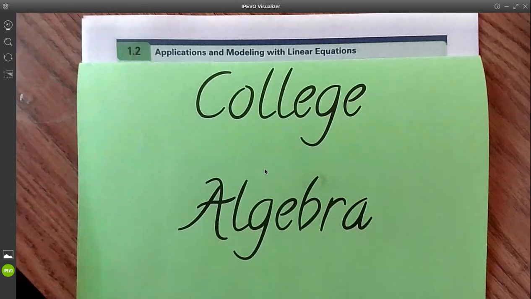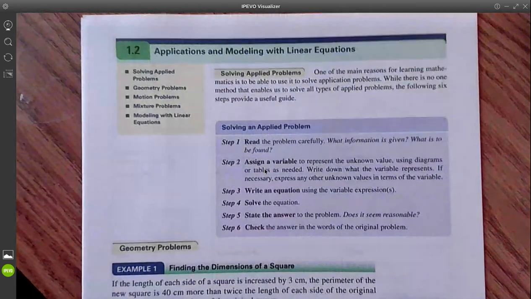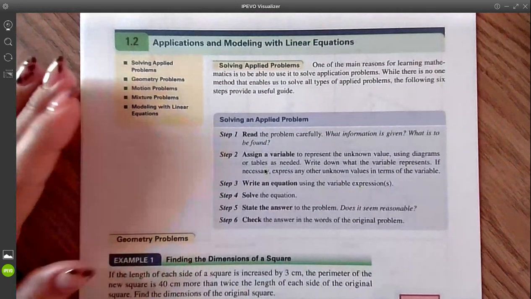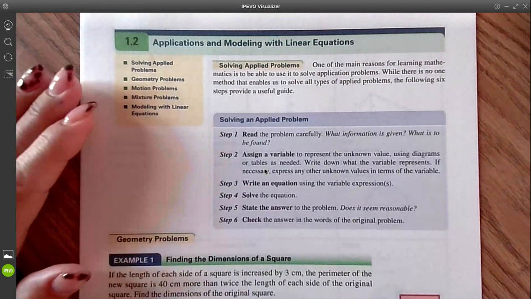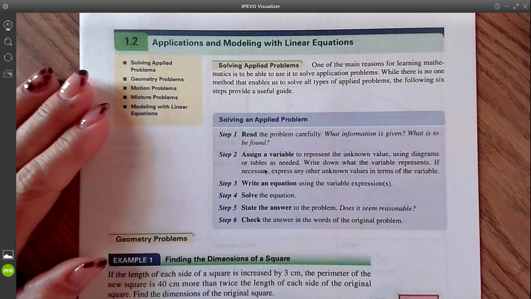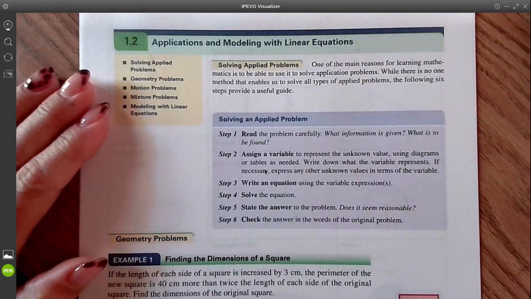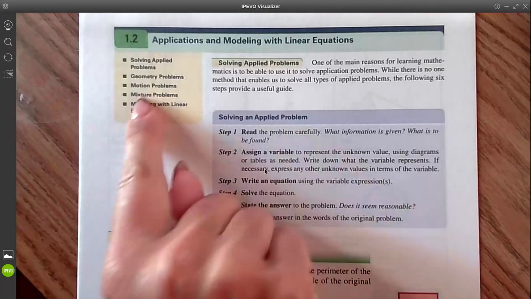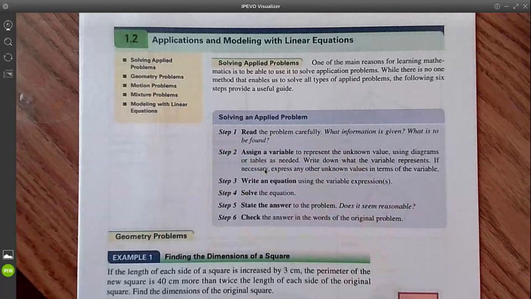For college algebra is applications and modeling with linear equations. So what we're going to be doing is solving story problems, basically, which is, as this says, one of the main reasons that we learn math. It's pretty powerful to use in solving all sorts of applied problems, and we'll just look at some categories in geometry, motion, mixture, and then modeling.